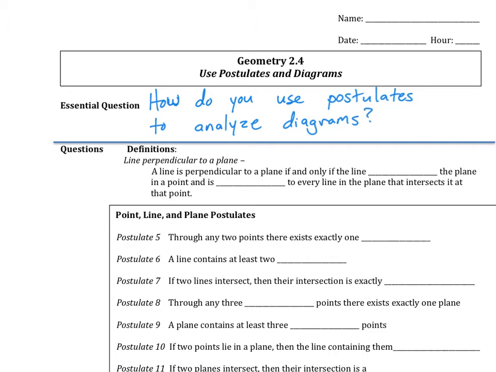Okay, section 2.4 is on using postulates and diagrams. This is brand new to, I think, all of you because we haven't covered postulates yet, and it's very different from Algebra 1. So how to use postulates to analyze diagrams.